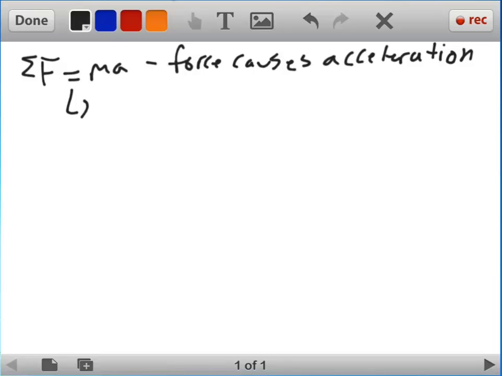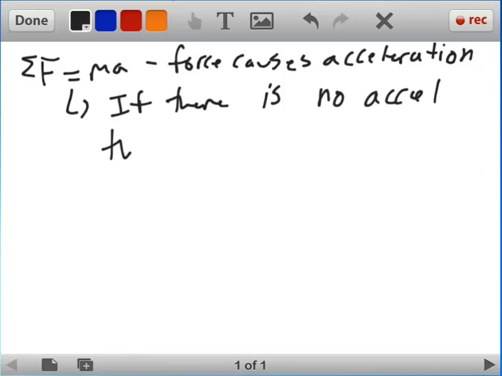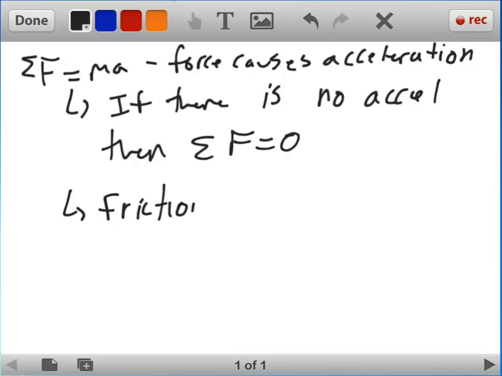Okay, and what that means is, if there's no acceleration, then the net force equals 0. That's not the same thing as saying that there's no forces acting, right? Because friction is a force, and it always tries to slow things down. Friction always opposes motion, and it's a force. Friction is a force that opposes motion.